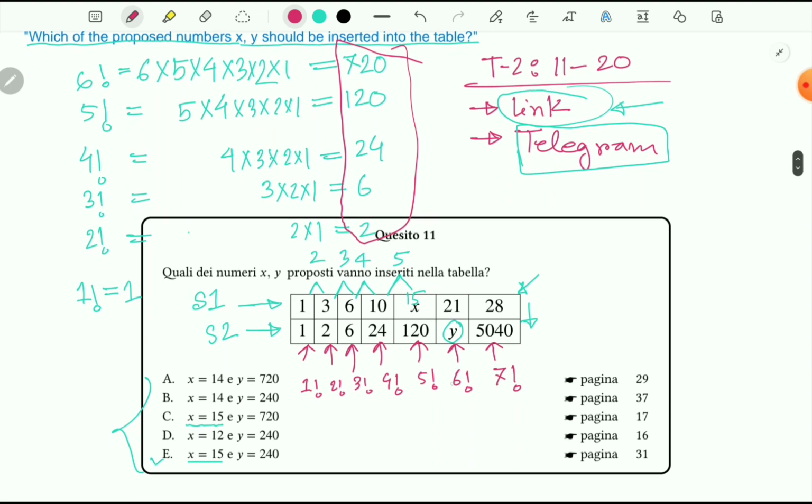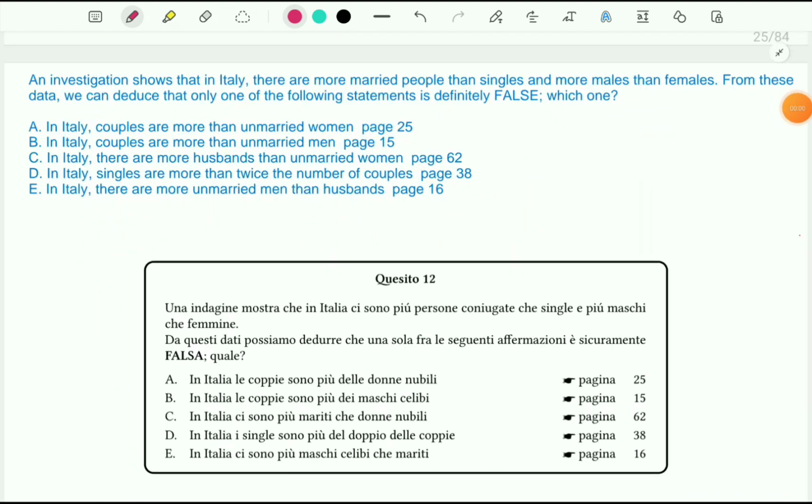So our value of y is 6 factorial. So 6 factorial means 720. So the answer is C. I hope you understood. So this is our next problem.